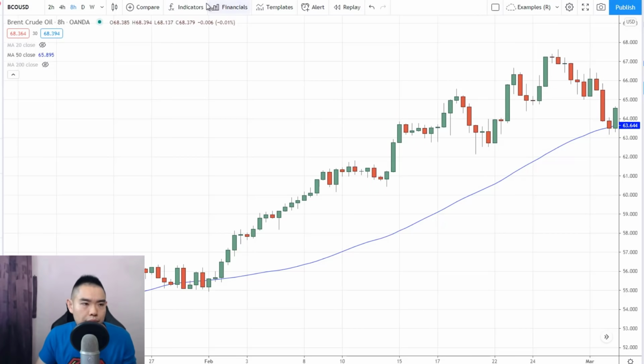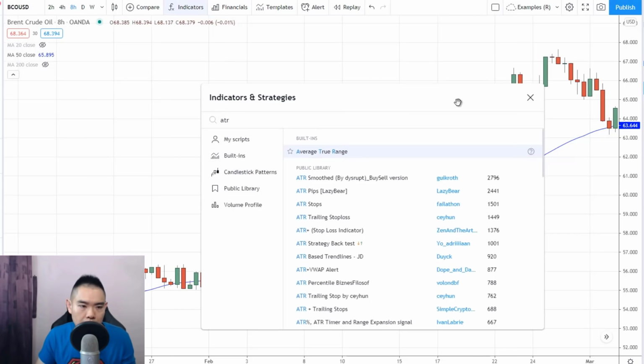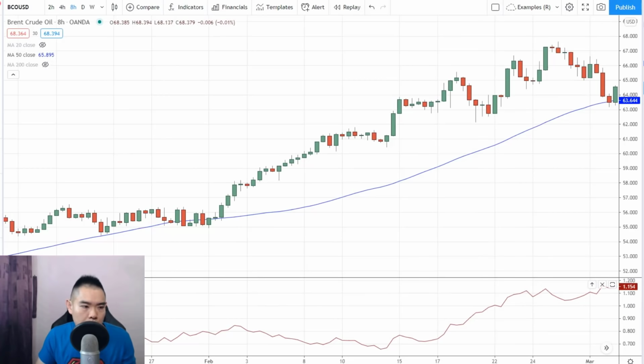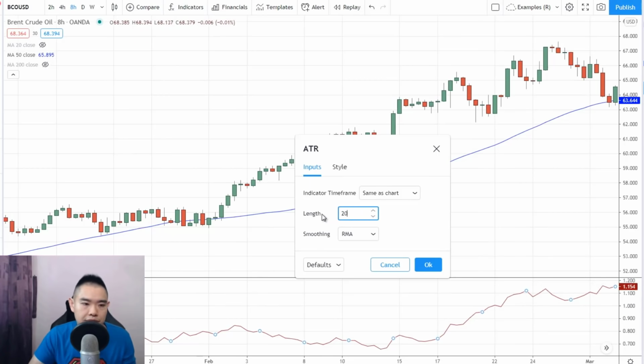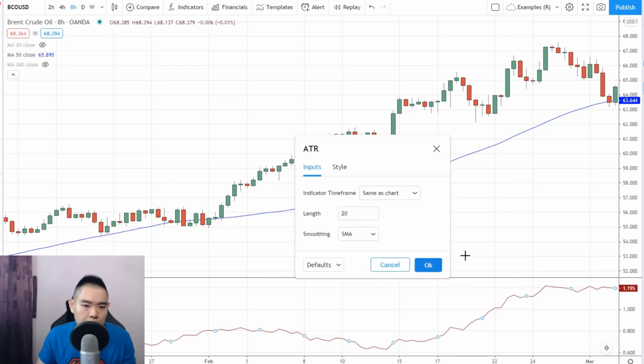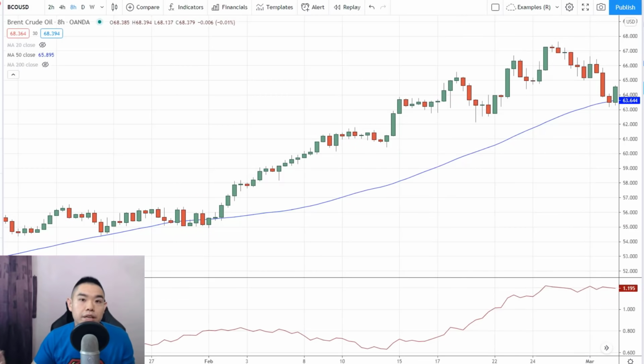What you want to do is pull out the ATR indicator. Just search for ATR, click on this, and it comes up at the bottom. Go to settings. I like to use a 20 period ATR and I like to use SMA. Click OK. So how do you interpret this?